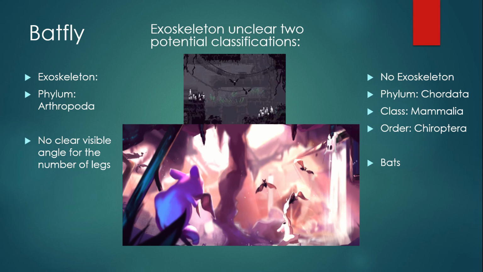If it has no exoskeleton, it would be under phylum Chordata, class Mammalia, and order Chiroptera, which is the order of bats. As you can see, those membranous wings that it has do somewhat more resemble the fleshy membranes of bats and seem to have a bit more structural integrity, though they are a bit more curved and malleable, similar to insect wings, so that makes it difficult.